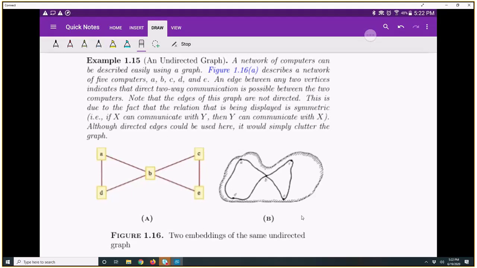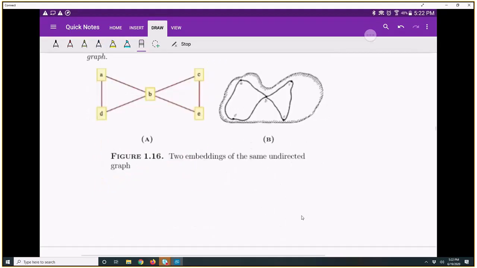Now, we could use directed edges here, but it would simply clutter the graph. Since every connection is a two-way connection, we can just simplify things by drawing it this way.